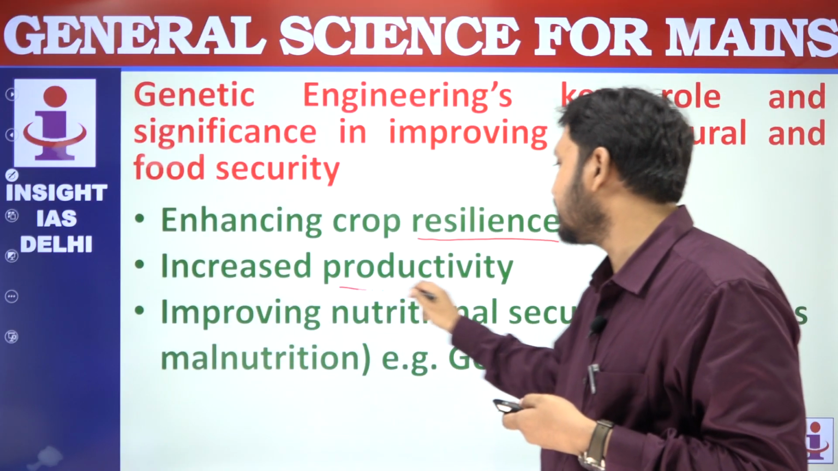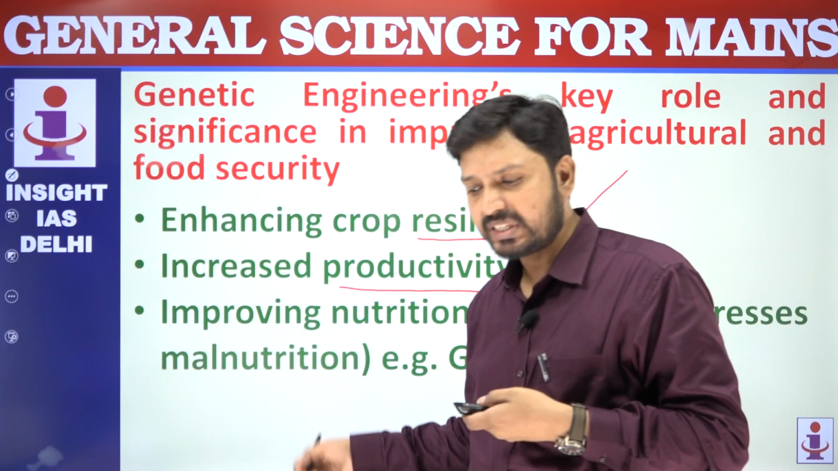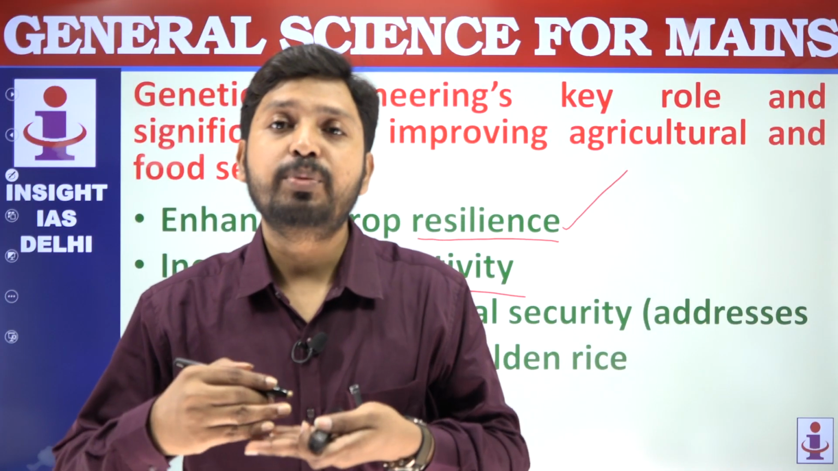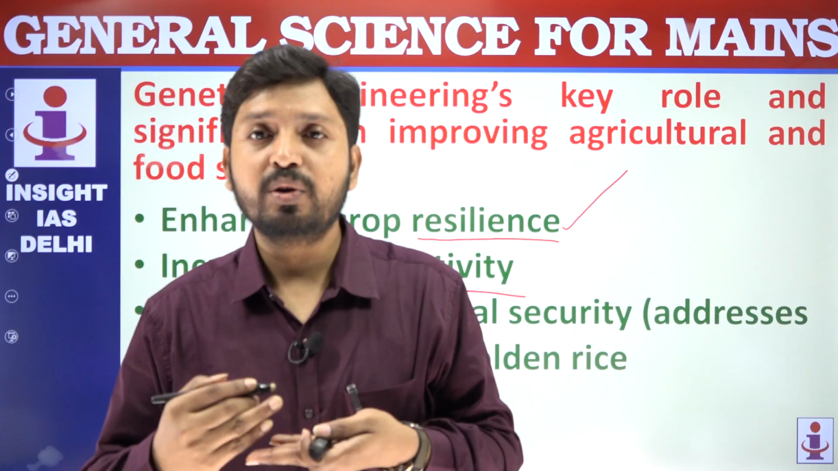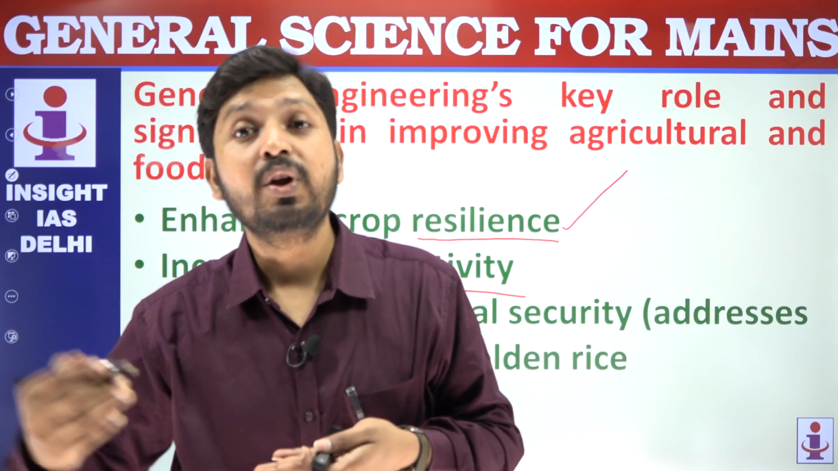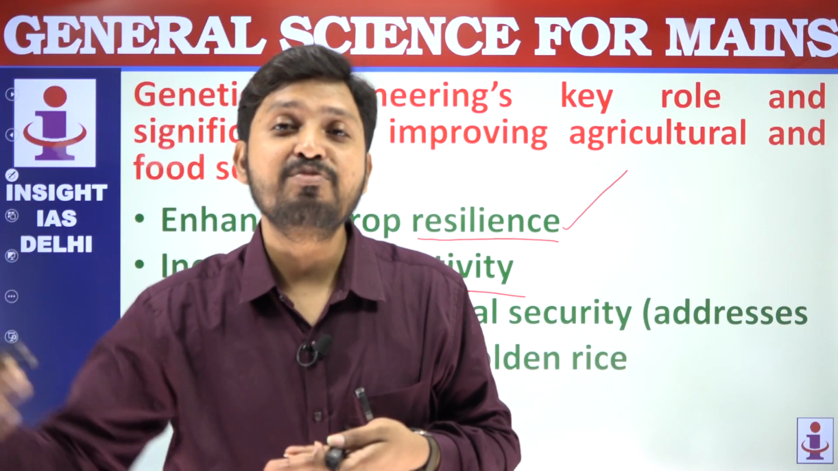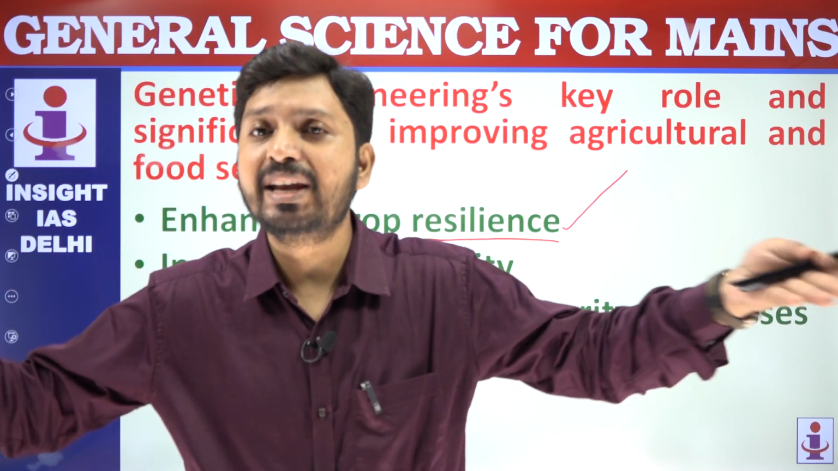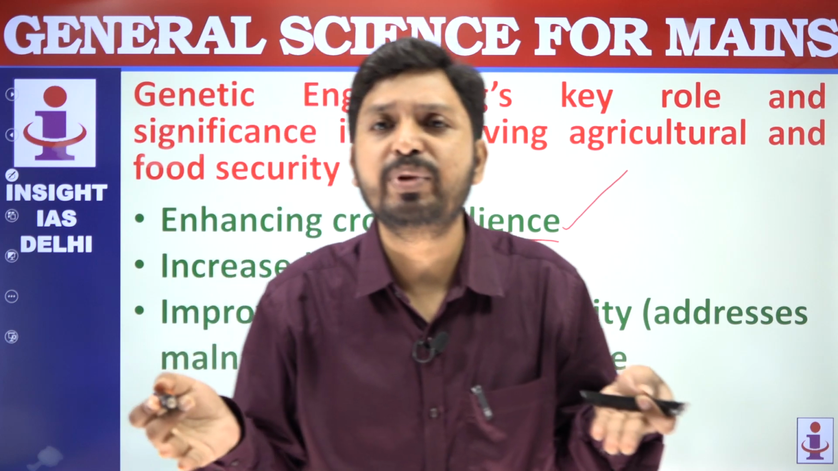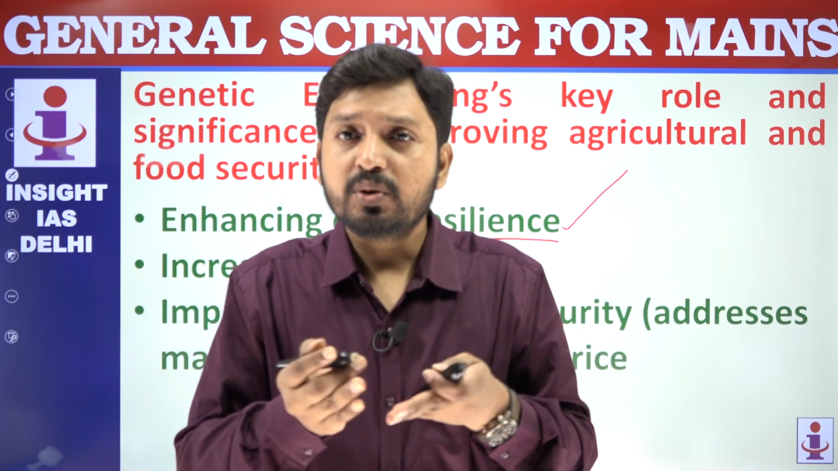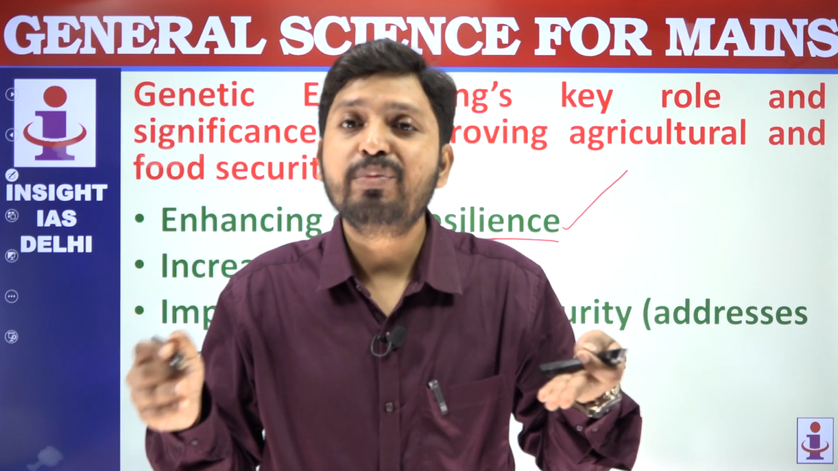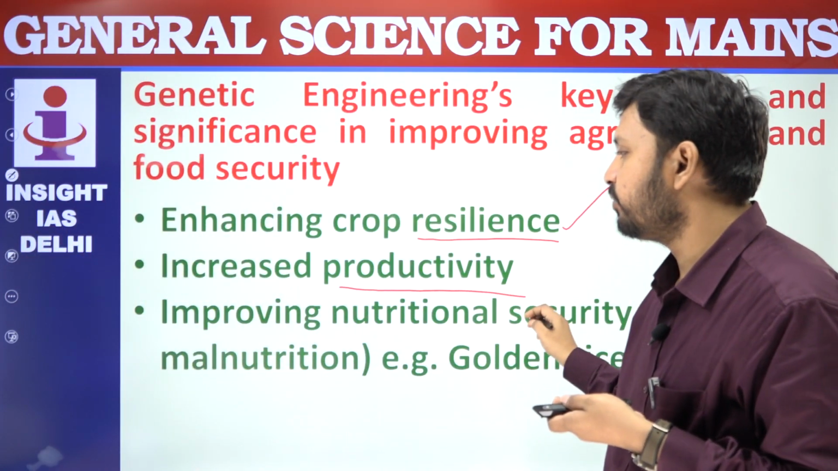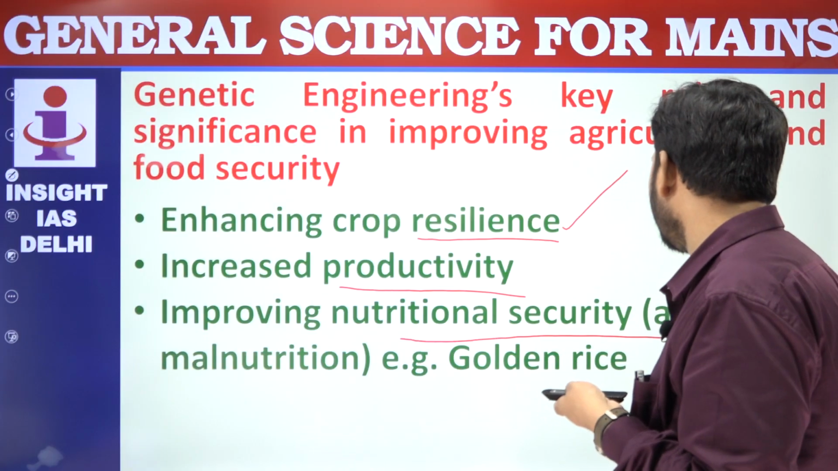Apart from that, it increases productivity. This was seen even during the Green Revolution, where productivity was increased, because we know the population keeps on increasing. To support the increase in population, we need to increase agricultural output, because we cannot increase the area of agricultural land; it is limited. Land is a very costly resource today, so we cannot increase the land, but within the same land we need to increase the output. So using genetic engineering, we can increase productivity and also improve nutritional security.